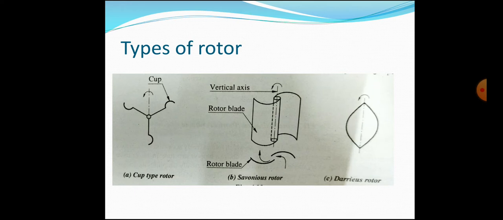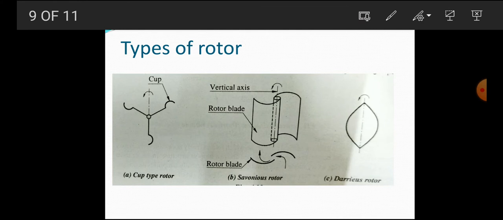So first is the cup type rotor. As you can see, at the end there is a cup, due to which the name of the rotor is given. It is the simplest structure, attached symmetrically to a vertical shaft. The drag force on the concave surface of the cup facing the wind is more than on the convex surface. As a result, the structure starts rotating.